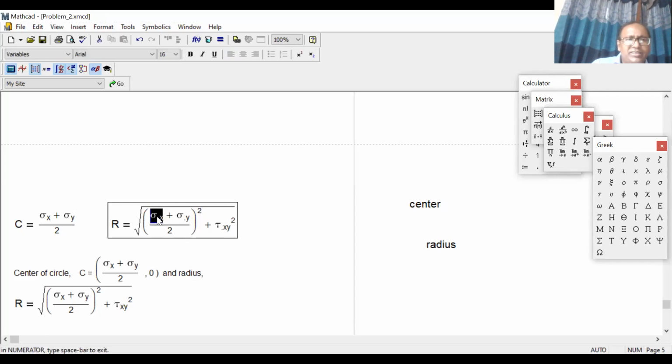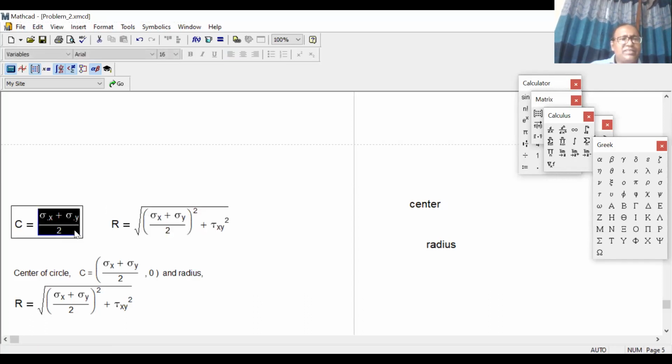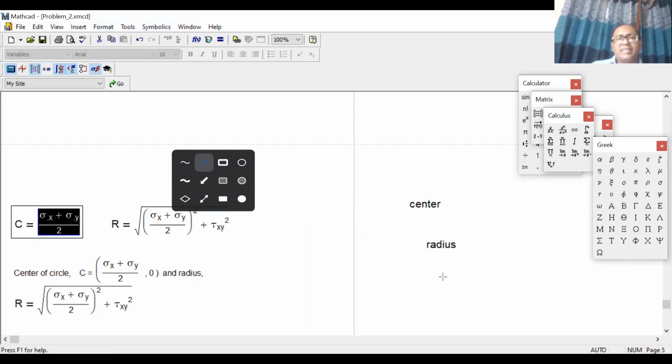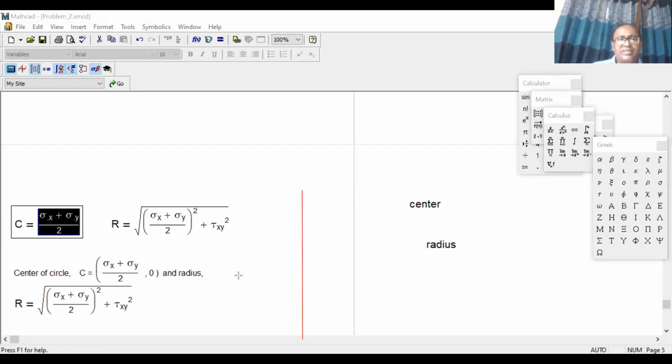Okay, so this is the radius of the circle and this is the location of the center. And how we draw the circle: we will make an x-axis and y-axis. Instead of x, along the horizontal axis we will put sigma. If sigma is positive it will be along this direction, if sigma is negative it will go along this direction. And in the vertical direction we will put tau, positive tau, and in the negative y direction we'll put negative tau. And we'll start it from here on Saturday. Not tomorrow, the day after tomorrow.